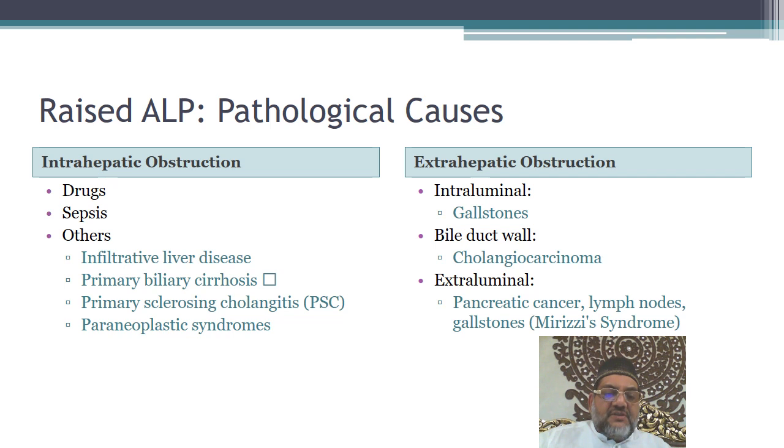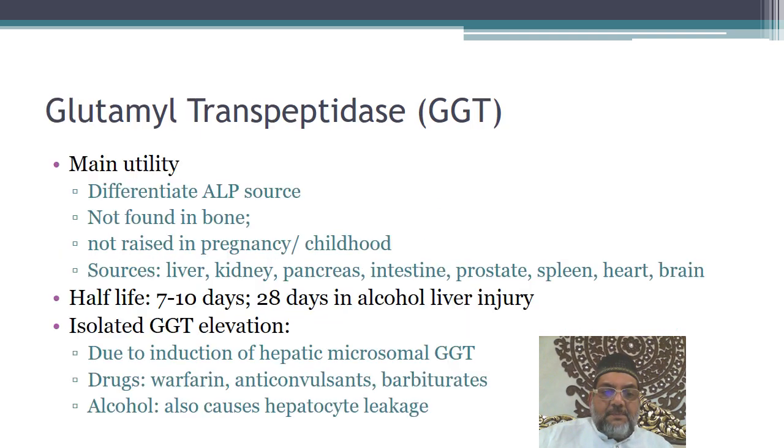Pathological causes of intrahepatic obstruction include some drugs such as antitubercular drugs, septicemia, and infiltrative liver diseases. A patient can have hemochromatosis, sarcoidosis, primary biliary cirrhosis, primary sclerosing cholangitis, and sometimes in cases of malignancy there is a paraneoplastic manifestation of raised alkaline phosphatase. Extrahepatic obstruction, gallstones, you know very well. Similarly, malignancies, and it could be something from outside such as pancreatic malignancies, lymphomas, and sometimes Mirizzi's syndrome when there are a lot of gallstones.